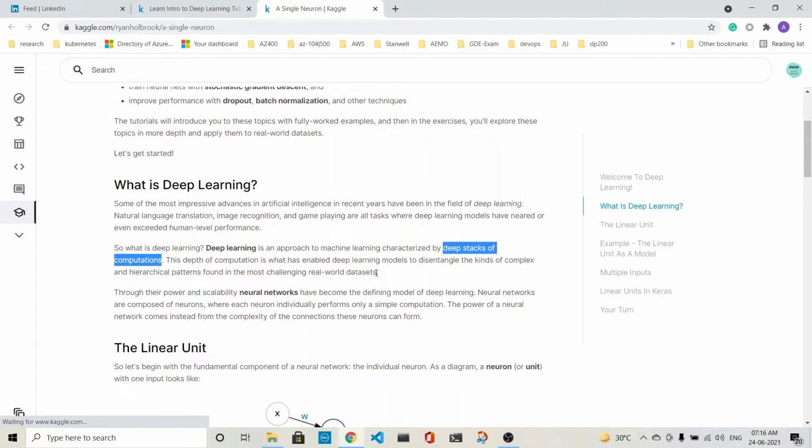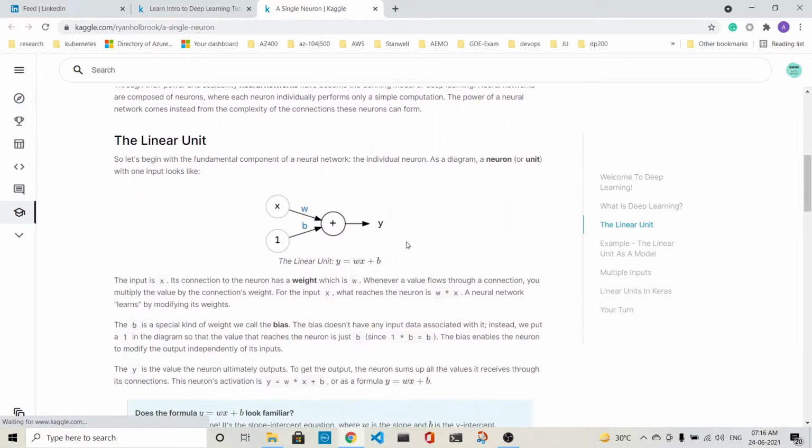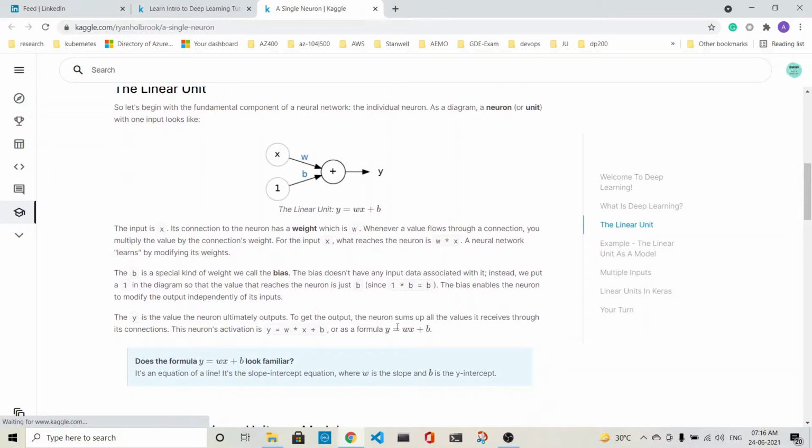So let's jump in and see what the most fundamental component of a neural network is. That is the individual neuron, which is a very simple thing. It has a weight and it has a bias. And it has a formula, y = wx + b, which you might have studied in high school.